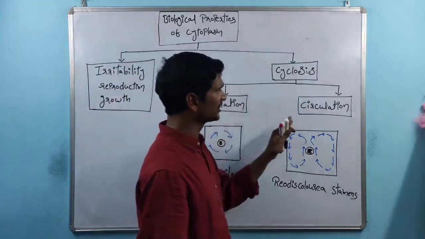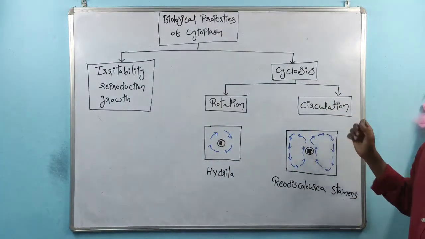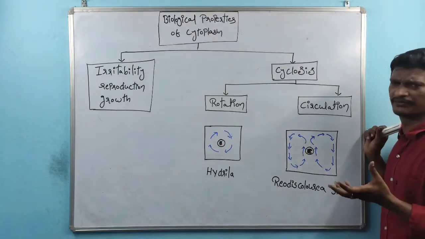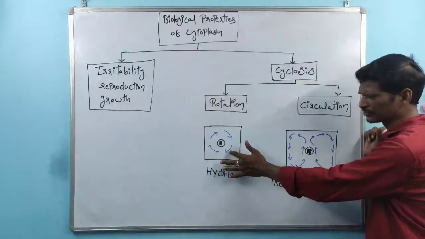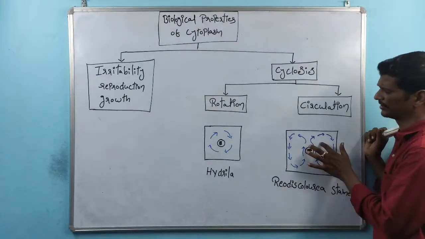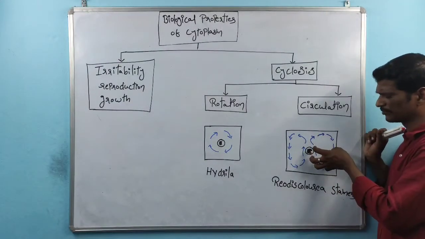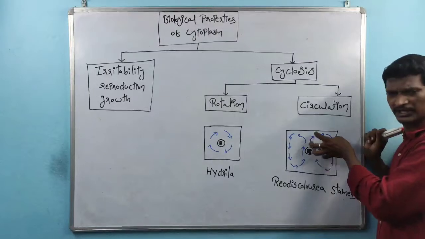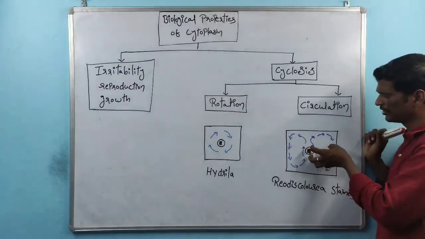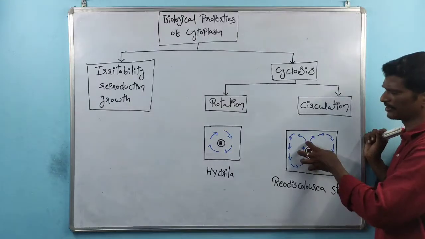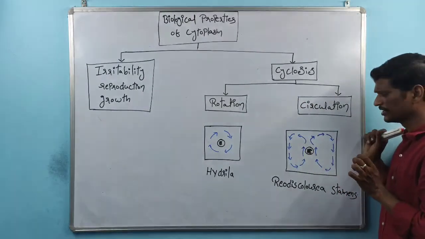And coming to the next one, the other type of cyclosis, which is circulation. Circulation is quite different, because in rotation the movement is in only one direction, but here it is not like that. One part of the cytoplasm moves in one direction, and another part of the cytoplasm moves in another direction. So more than one direction is present here. This is called circulation.